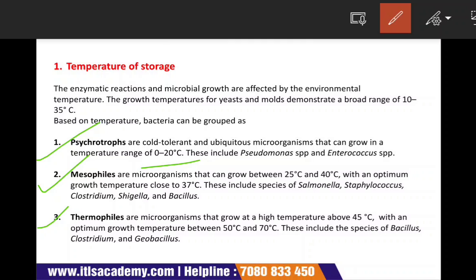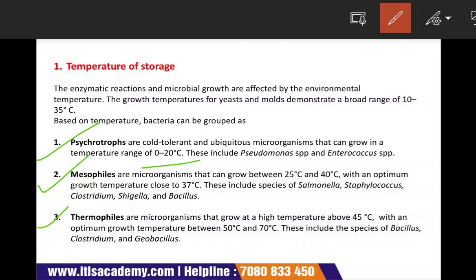The third question that can be asked here is at what temperature these bacteria can grow. So that range is 0 to 20 degrees centigrade. Now come the mesophiles. Mesophiles are microorganisms, bacteria, that can grow between 25 to 40 degrees centigrade.